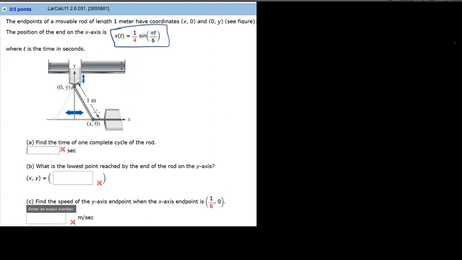x is in meters. Well, it's 1 meter, so I guess it's all in meters here.